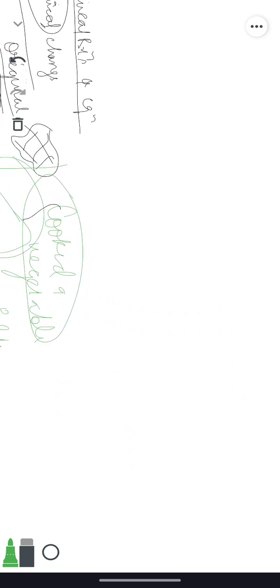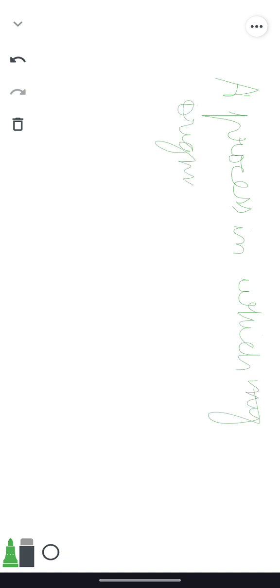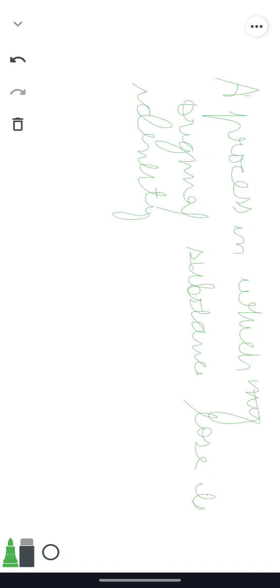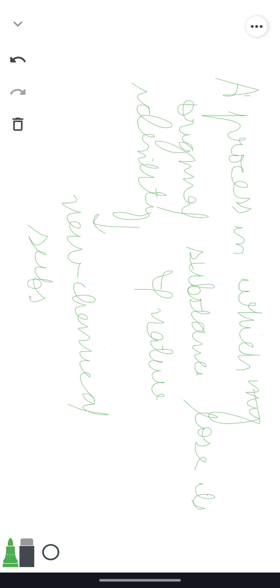Now define a chemical reaction, ma'am. A chemical reaction is a process in which my original substance loses its identity. They lose their identity and nature and change into something new. They form new chemical substances with different chemical properties. Also, we can't bring back the new substance to the original one so easily.